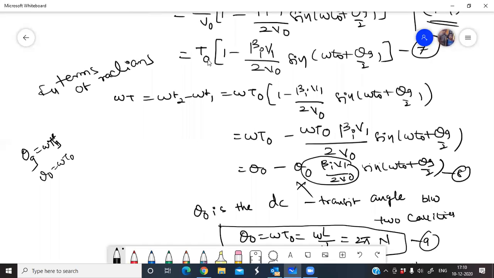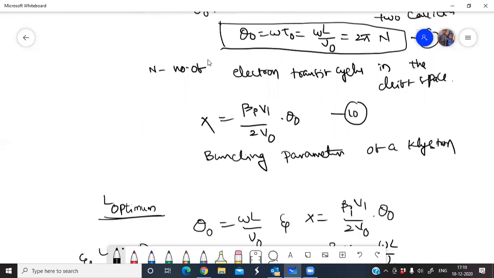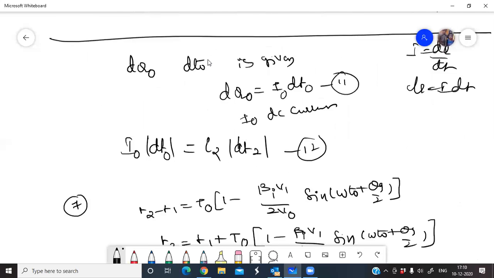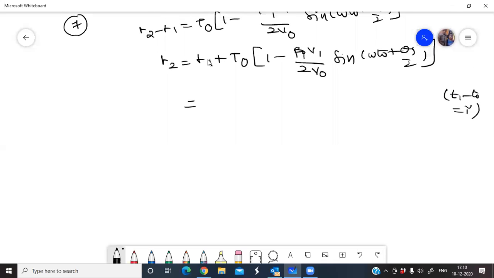Now I want to go for T1 and T naught. What is T2? What is T1? What is T naught? Look at the previous class diagram once. I already told that, in that I mentioned T naught, T1, T2, all the time intervals. So here I want to assume that T1 minus T naught equal to tau, wait a while. So within 10 minutes I will complete this.